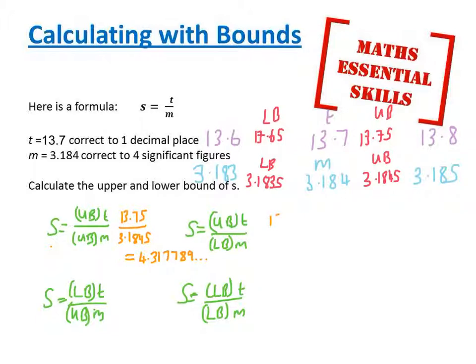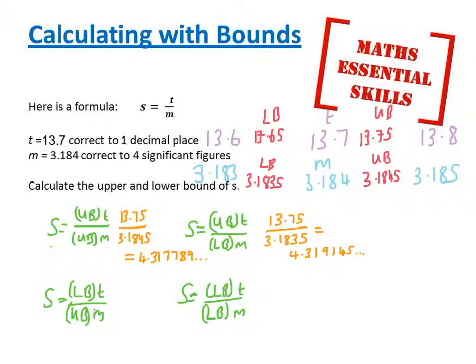Okay, so the upper bound for t was 13.75, and the lower bound of m was 3.1835. When I put these into my calculator, this time I get an answer of 4.319145, etc.